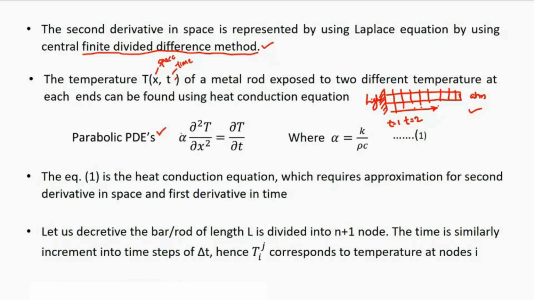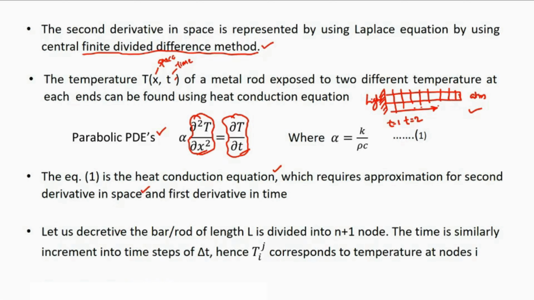Where alpha is equal to k by rho c, and alpha times the partial derivative squared of T with respect to x squared is equal to the partial derivative of T with respect to small t. So here it is a differentiation with respect to the space parameter and with respect to the time parameter. The above equation is a heat conduction equation which requires approximation for the second derivative in space, relevant to the x parameter, and the first derivative with respect to time.